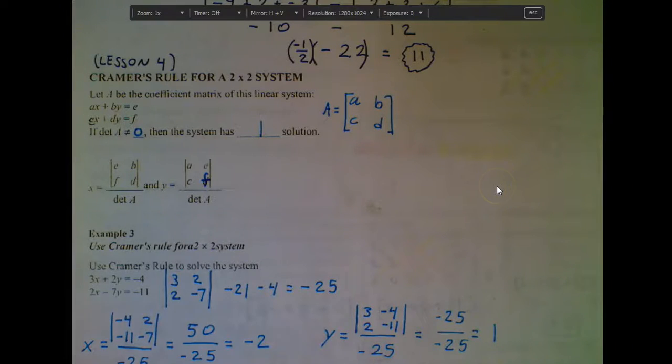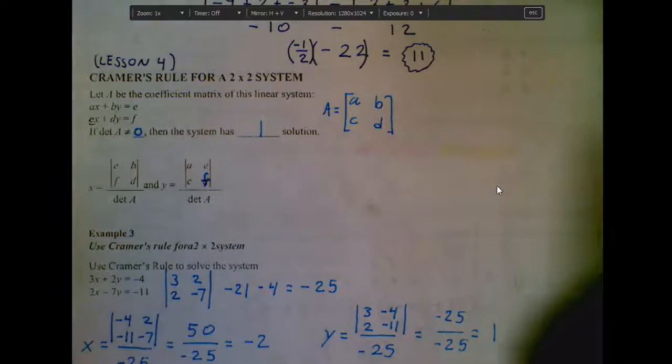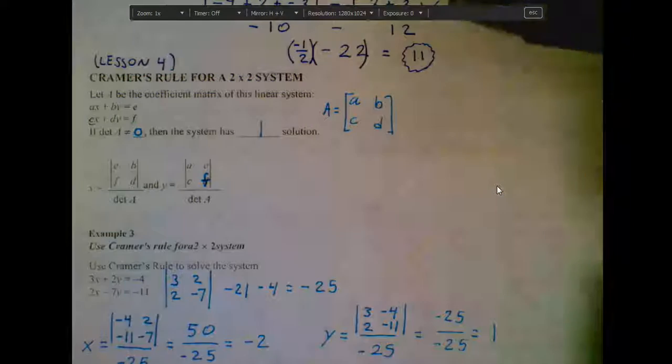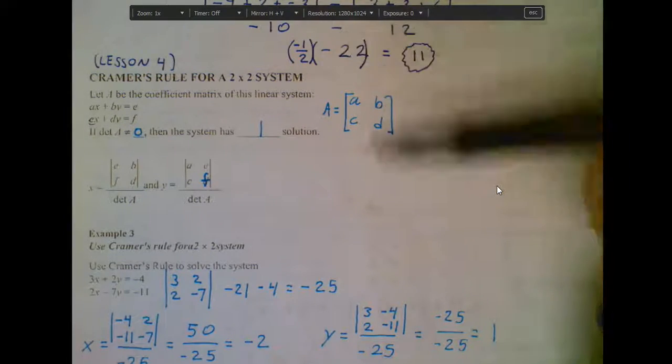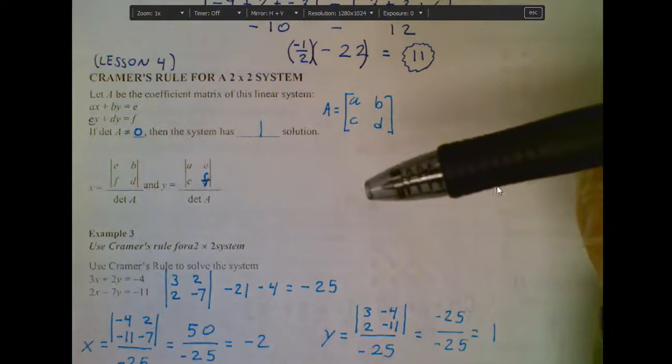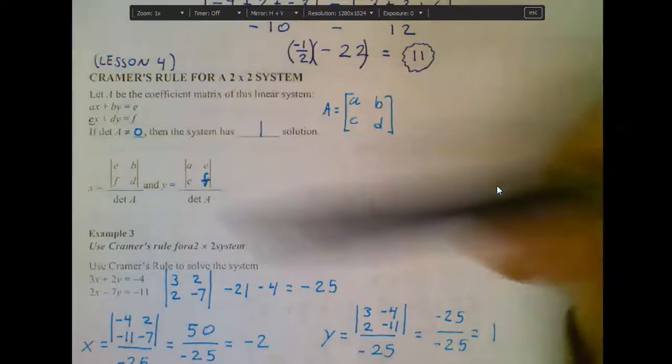All right, here we go with our fourth lesson on matrices. So today we get into something called Cramer's rule. It's used for solving a system of equations. So really it's just a combination of determinants. We looked at determinants in our previous lesson, lesson 3. So today is where we apply the use of determinants to do something like solve a system of equations.